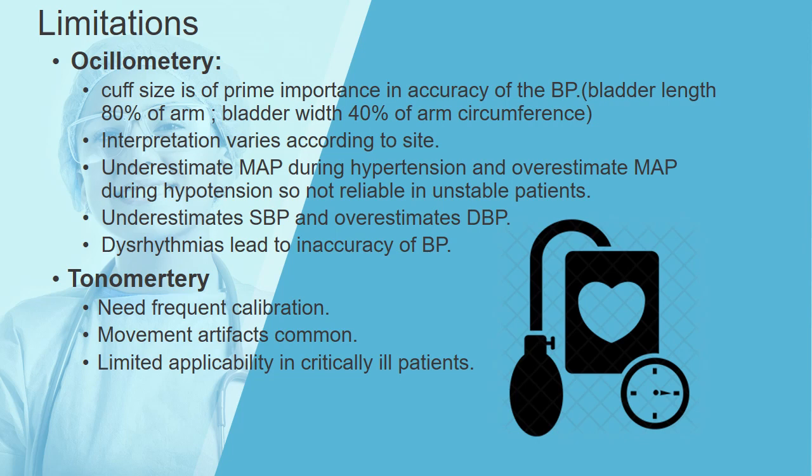Interpretation varies according to the site, I mean in the lower limb, in the upper limb, or in the forearm. So you have different interpretations according to the site on which you apply the cuff. It underestimates the mean arterial pressure during hypertension and overestimates it during hypotension, so it is not reliable in unstable patients. It also usually underestimates the systolic blood pressure and overestimates the diastolic blood pressure. And if the patient has dysrhythmias, you can have a false blood pressure reading.